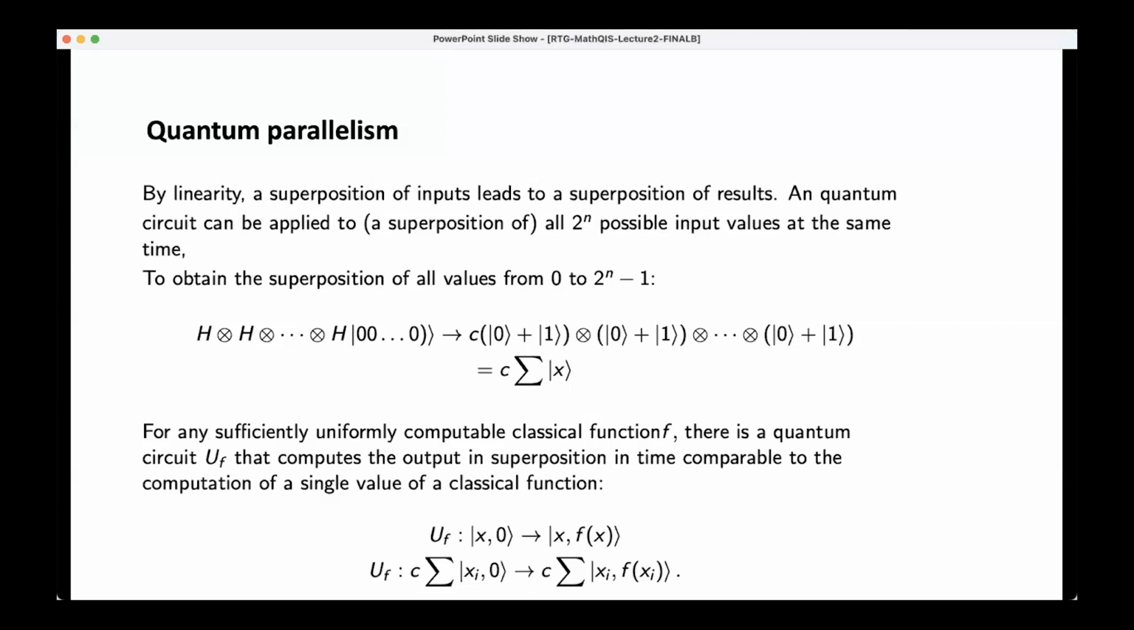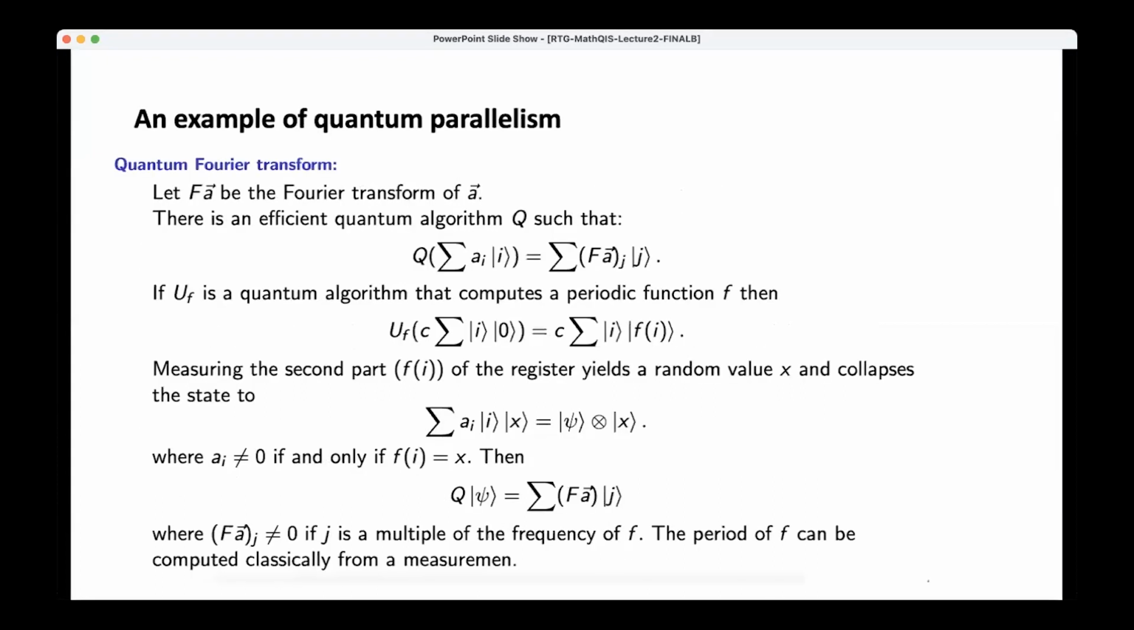When you apply this operator on this qubit, the value of the first component remains the same, and on the second component, you obtain the function f of x. So in this setting, if you apply this operator on this superposition, what you obtain is a superposition of this form, where now here you have this function f of x. So this becomes very interesting if you consider it.